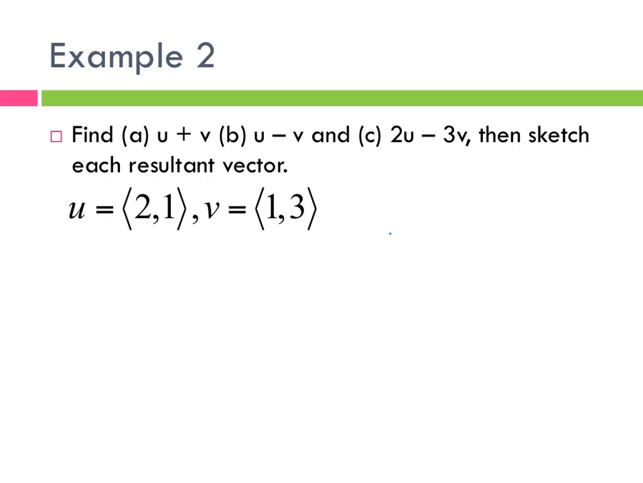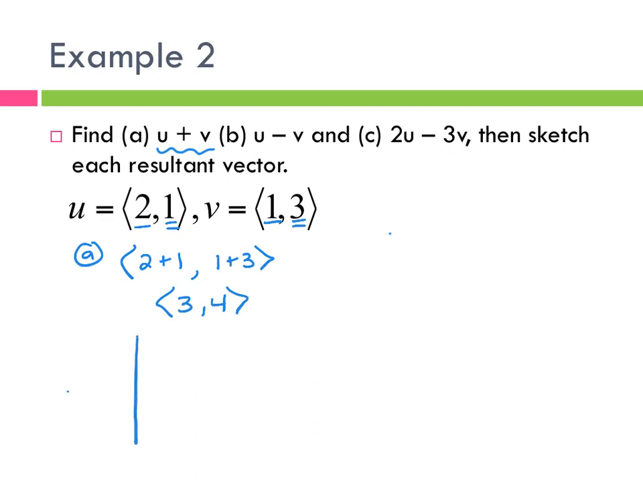Then example 2 is where some of you got all the way through and some of us didn't. So we're going to quick review that. A is u plus v. So for that one, I'm going to add the first two terms in each, 2 plus 1, and then add the second two terms in each, 1 plus 3, and I'd get 3, 4. And then when I draw the resultant vector, or sketch it like it says, I'm going to start at 0, 0. I'm going to go right 1, 2, 3, up 1, 2, 3, 4. Connect those points, draw the arrow towards the terminal.